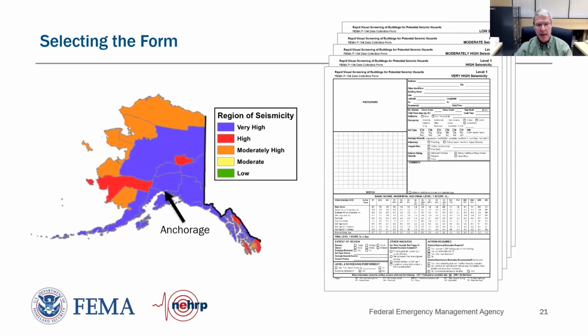But if we use the maps out of the P-154 handbook, we can see that Anchorage is in the very high seismicity region. So both yield the same results, and so we would select the very high seismicity form. So that's the one we're going to be using.